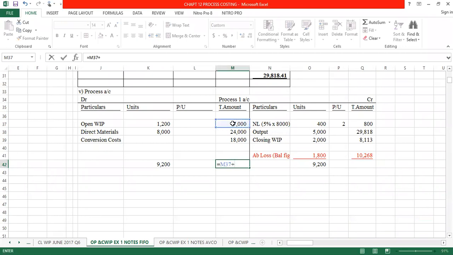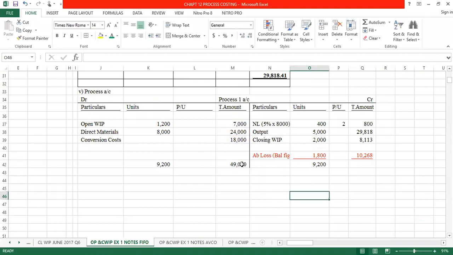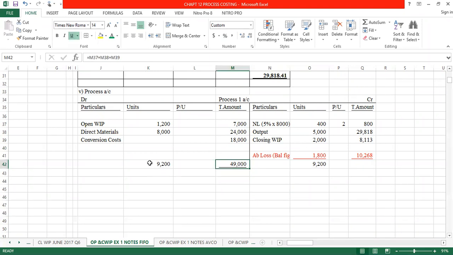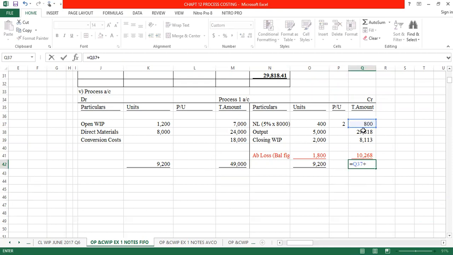7,000 plus 24,000 plus 18,000. How much is that? 49. So if everything is right, it should come to 49. So let's see. It is equal to 800 plus 29 plus that plus that. Yeah, it has balanced. So 49.